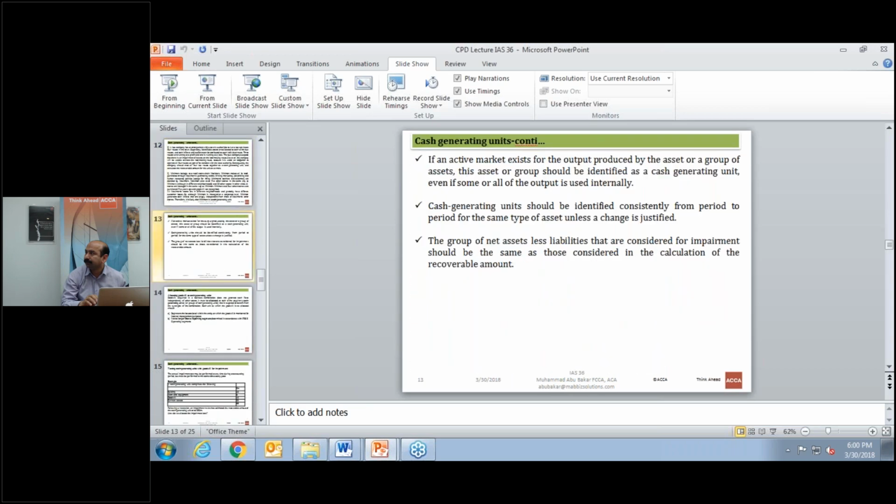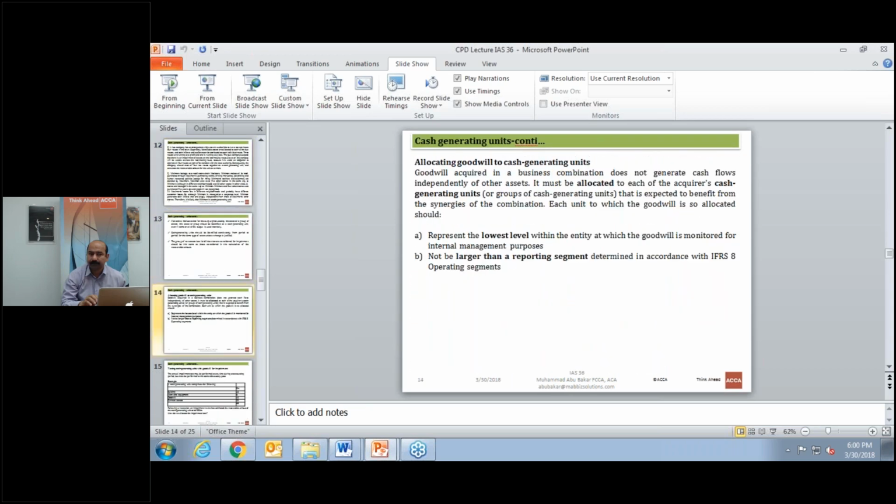Hamid Akram asking, what is the difference between impairment and revaluation loss, revaluation deficit? If you would please highlight the difference in presentation and disclosure of both.